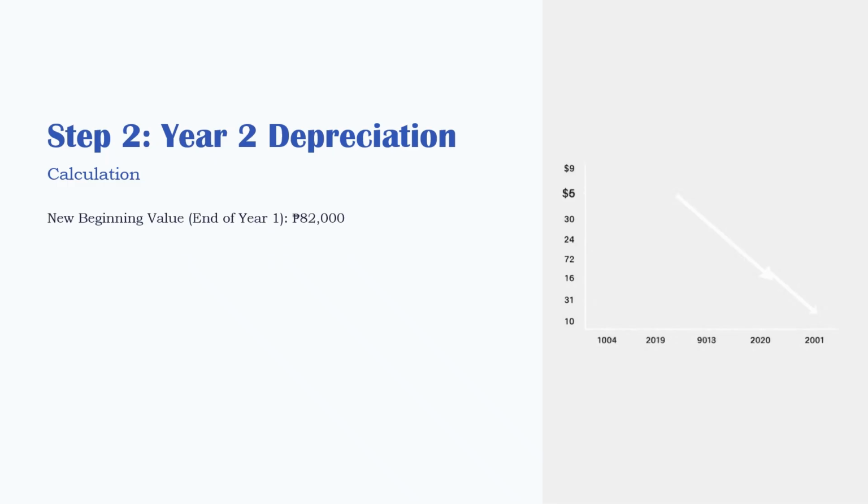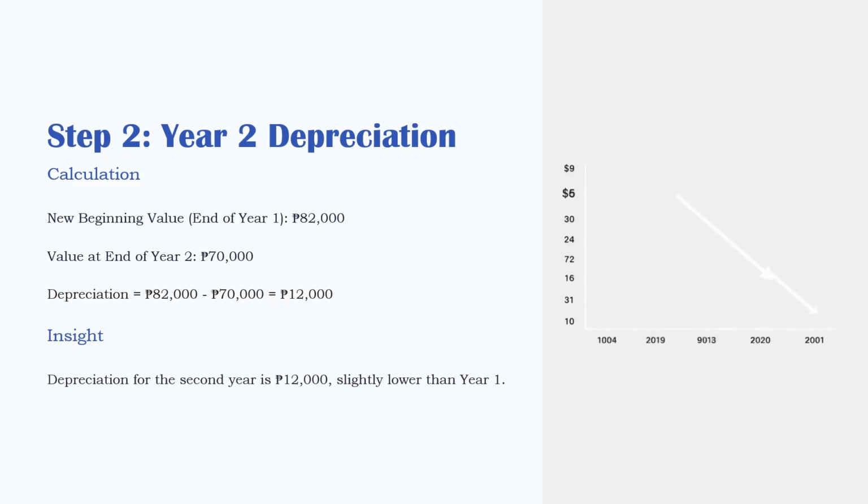Now, use the latest value as the new beginning value. Beginning of year 2, 82,000 pesos, and at the end of year 2 is only 70,000 pesos. During the second year, depreciation is 12,000, slightly lower compared to year 1.